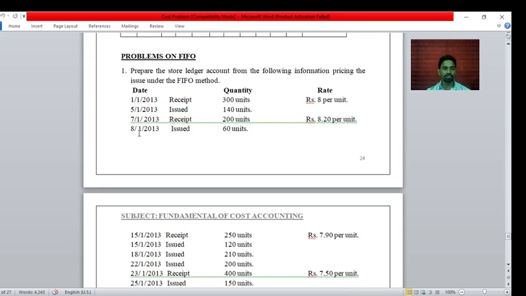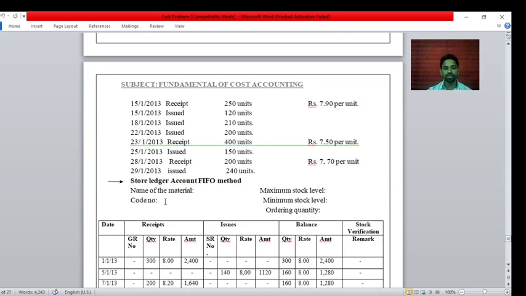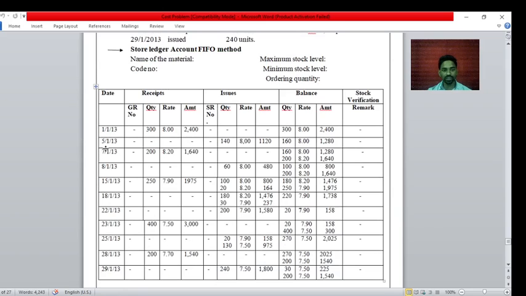Next, on 8th January 2013, they issued 60 units. How many units? 60 units. Now see, on the 7th the balance is: from the first lot 160 units are there, and the second lot is 200, and we are using the FIFO method. FIFO means first in, first out. Whatever the first lot is, from that we have to issue. It means on this 8th January 2013 we have to issue first.